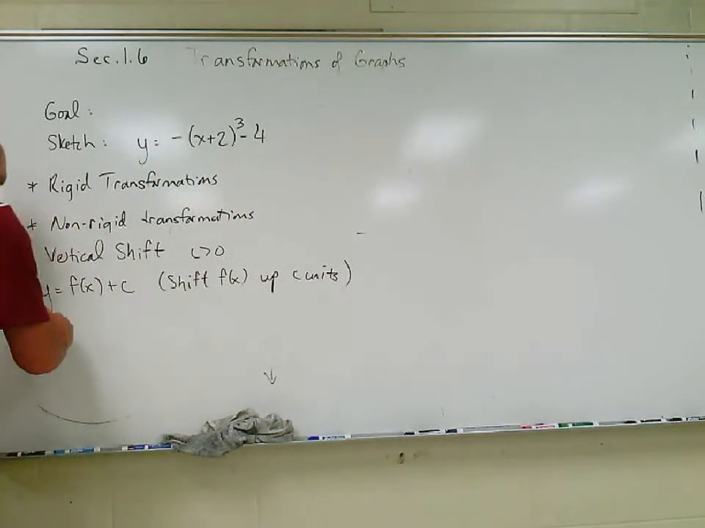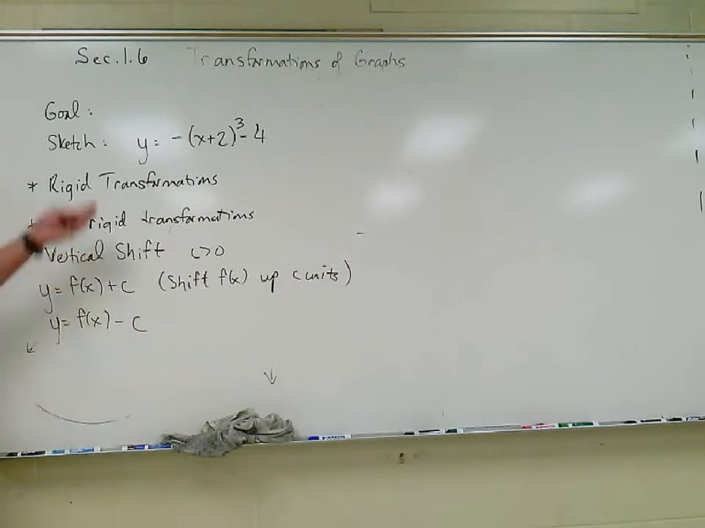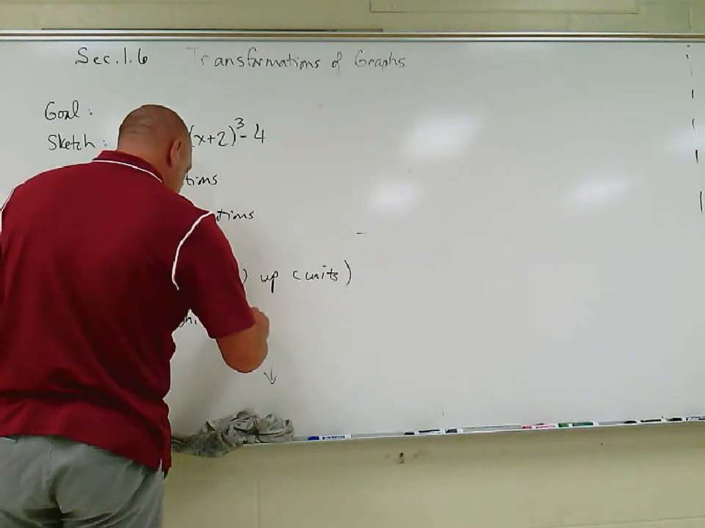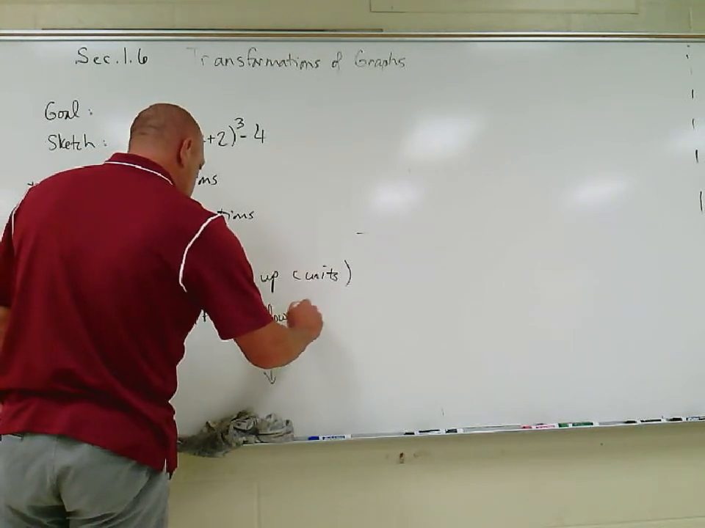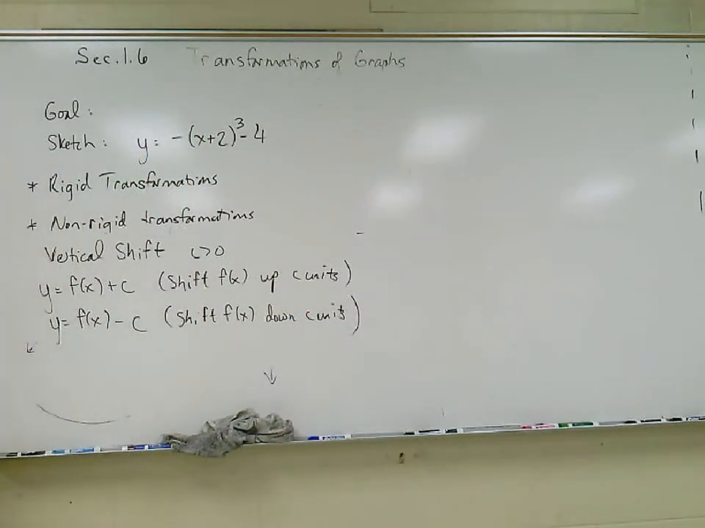Okay? And if it's y equals f of x minus c, so now if c is greater than 0, but I do minus, so if I do minus 4, where are you going to move? Down, because it's a minus. Okay? Down. So you're going to shift f of x down c units. All you got to do is know f of x. And that's your vertical shift. All right. Make sense?